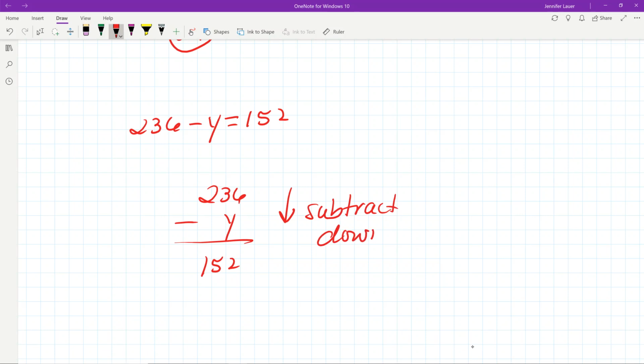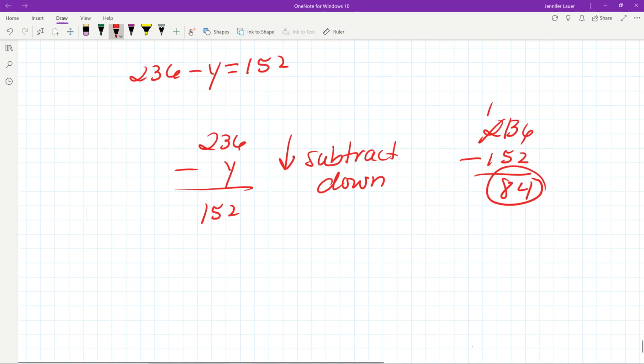What does that mean? I'm going to come over here and say 236 minus 152. 6 minus 2 would take us down to 5, 4. Cannot take 5 from 3, so I'm going to borrow. 13 minus 5 would be 12, 11, 10, 9, 8. And then that would be 84.